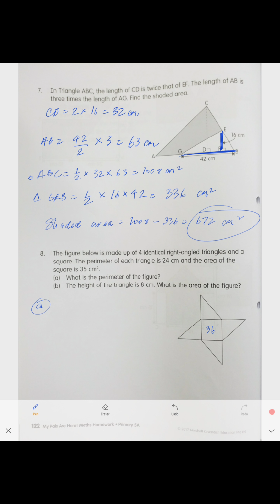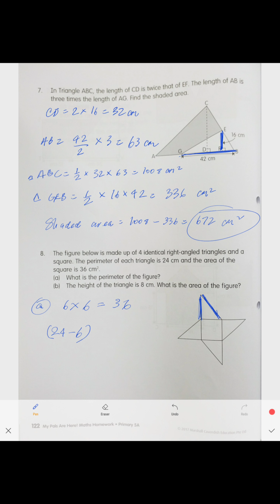Well, if the square is 36, think about it. The side's gonna be 6, right? Because 6 times 6 is 36. So one side is actually 6 centimeters. Now, the perimeter of one triangle is 24. So this side plus 6 gives you 24, right? So these two sides, this one and another one, is gonna be 24 minus 6.